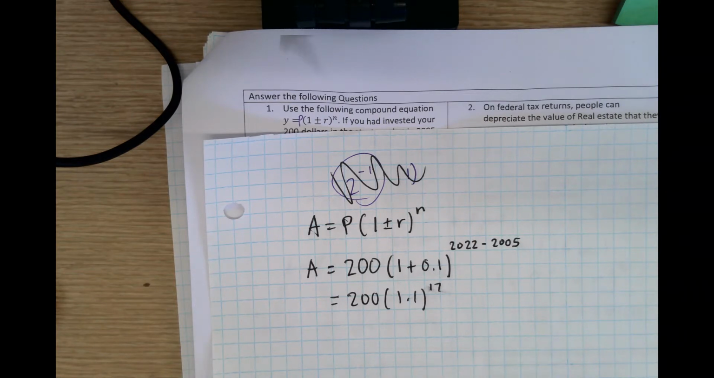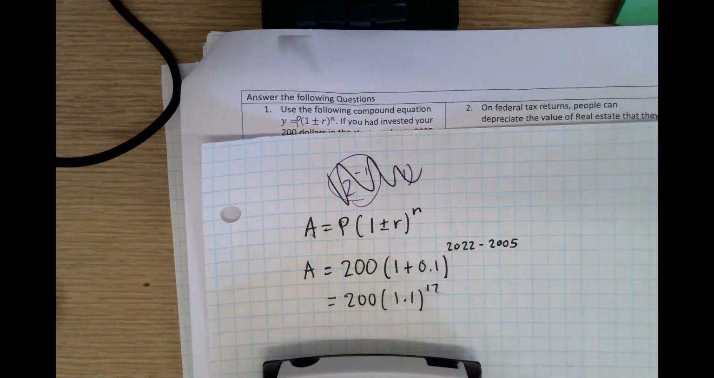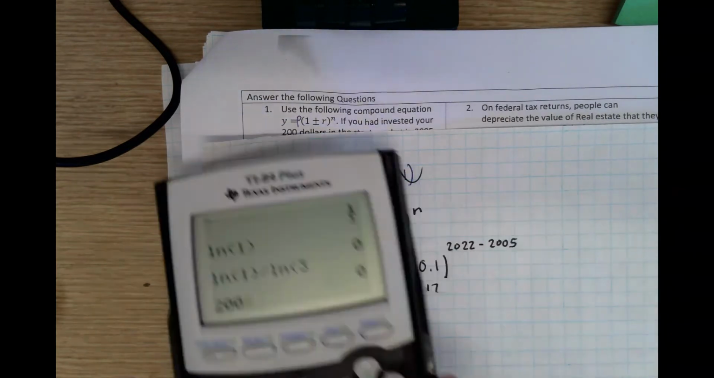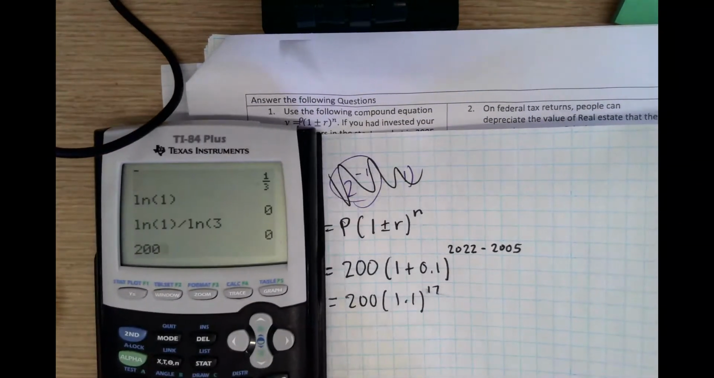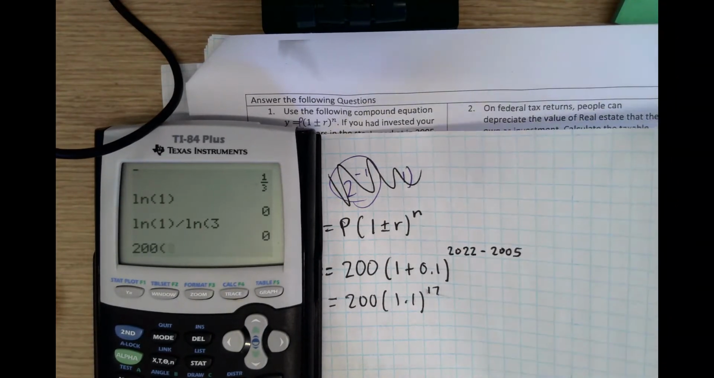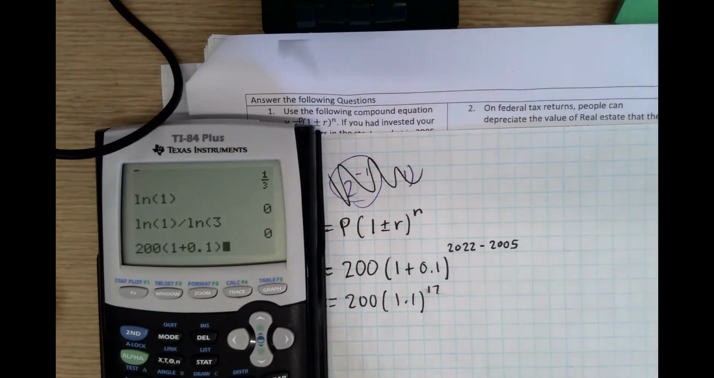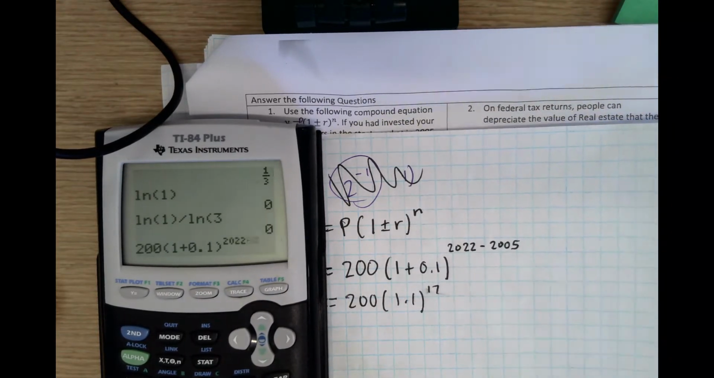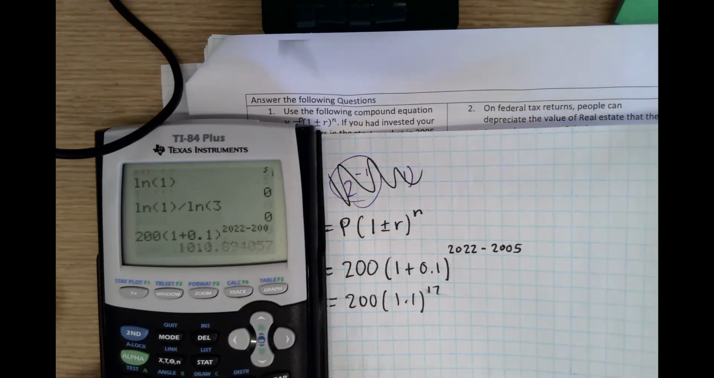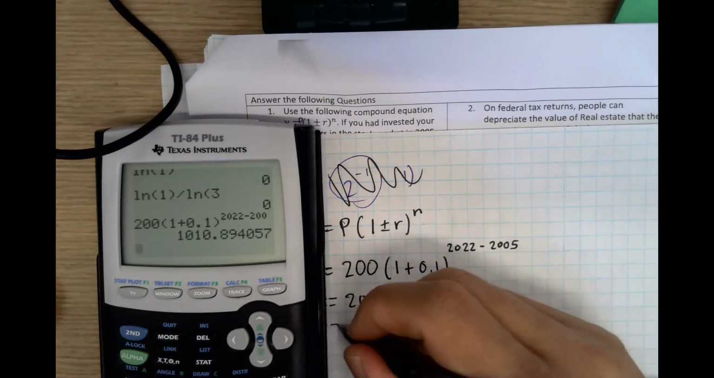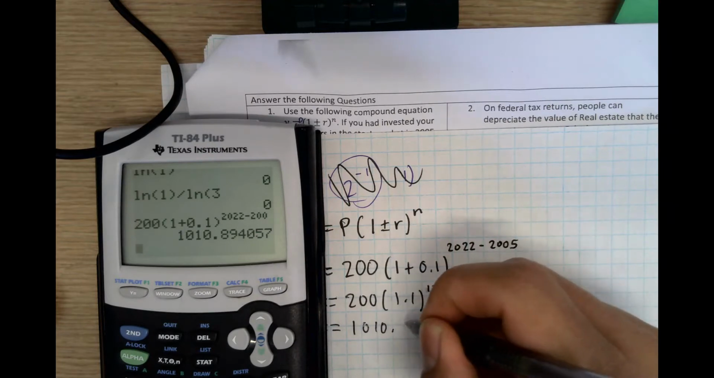Oh, this is not my calculator. So you can see here that this would be 200. If I were to put this on my calculator, I could actually put it with the bigger one. So I could do 200 times 1 plus 0.1 to the 2022 minus 2005. And you can see that my answer is 1,010 and 89.